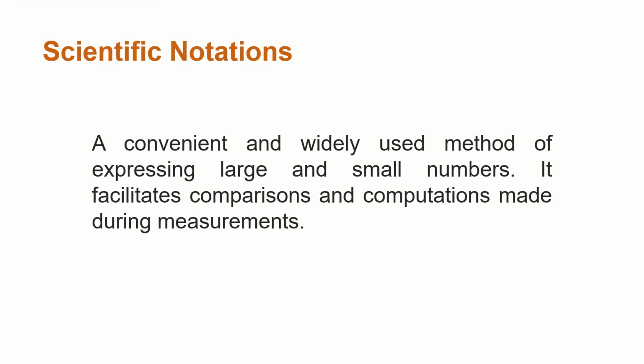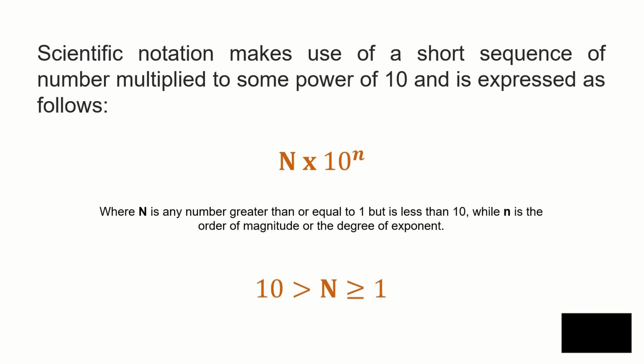So in science, it is important to familiarize how to write or convert number into its scientific notations, because scientific notations is a convenient way of expressing large and small numbers into a simpler manner. So it also facilitates comparisons and computations made during measurements. So how do we now write a number into its scientific notations? So scientific notation makes use of a short sequence of number multiplied to some power of 10 raised to a certain degree. So it is expressed using the following form.